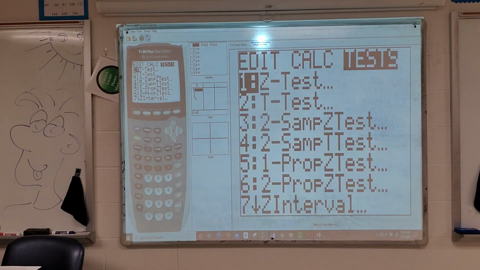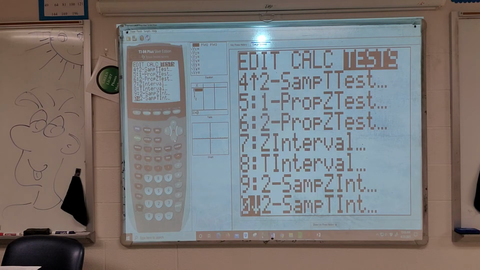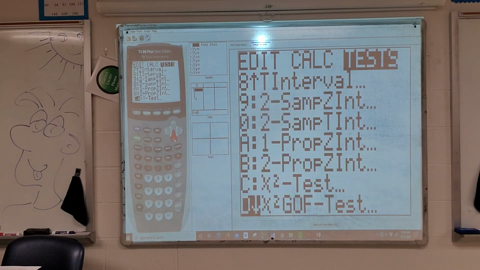We're going to scroll down, down, down, down. I don't know which one it is. Keep going down. Right there, chi-squared test. The little funky looking X. Yeah, it looks like a funky X, which is basically what chi-squared is. So it's a funky looking X right here, chi-squared test.